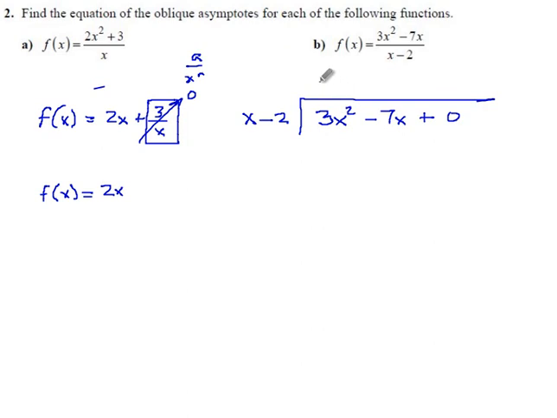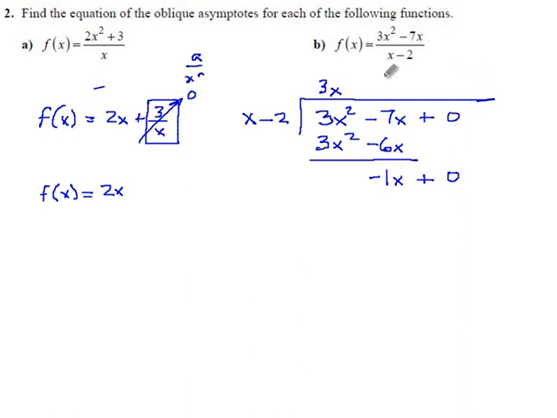So x goes into 3x squared 3x times. Multiply and we get 3x squared, of course. And then we get minus 6x. And then we subtract. 3x squared minus 3x squared, gone, as intended. Negative 7x minus negative 6x is like negative 7 plus 6. That's negative 1x. Bring down the 0, I guess. We might have been able to get away with not having this 0, but I'm trying to be a good boy and follow the book. So bring down that 0.